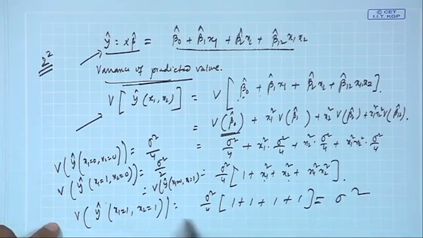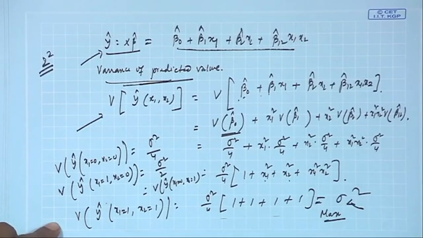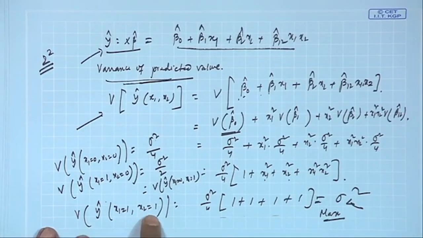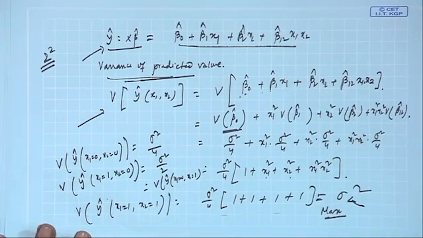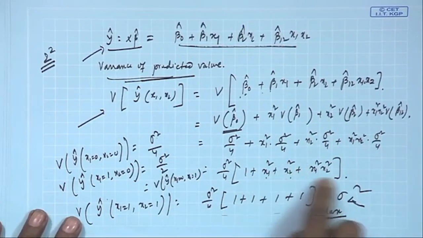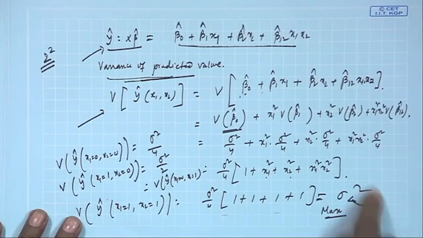So, this is the maximum variance that can occur in the response when you predict, because x 1 and x 2 are both at the high level, x 1 equal to 1, x 2 equal to 1. That means at the corner points, basically, as everything is a square term, whether x 1 is plus 1 or minus 1, at those corner points the maximum variance occurs.